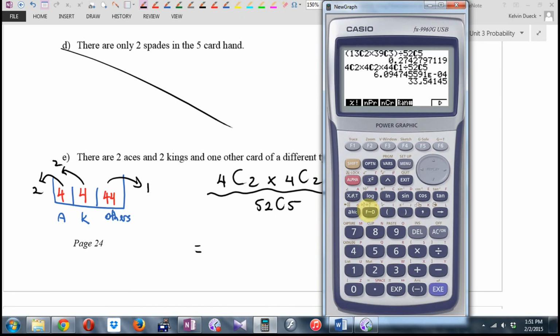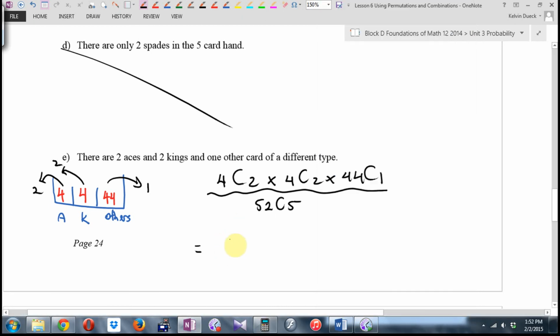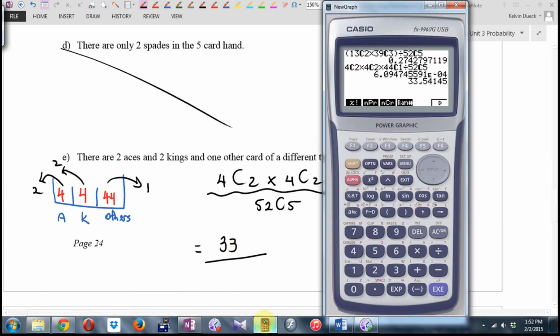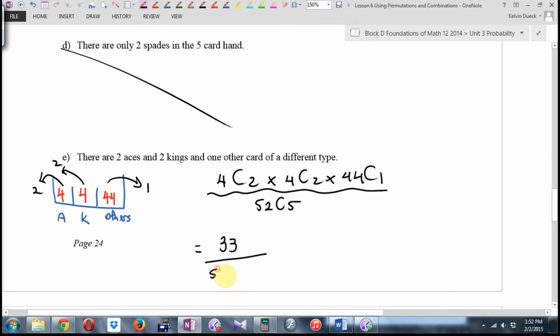33 over, what was it, 54,145? But that's really the probability of getting any one specific 2 pair. If you wanted to find out the probability of getting 2 pair overall, you'd multiply this number by the number of different ways to get 2 pair, which you could also, I think, figure out with the fundamental counting principle. Is that okay?